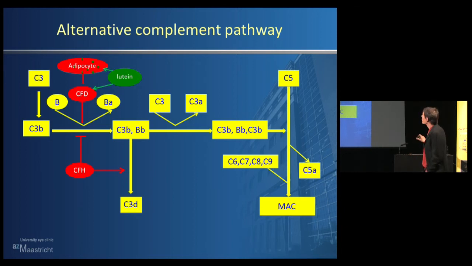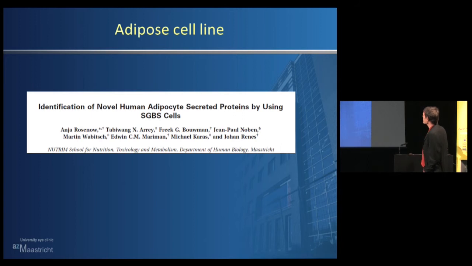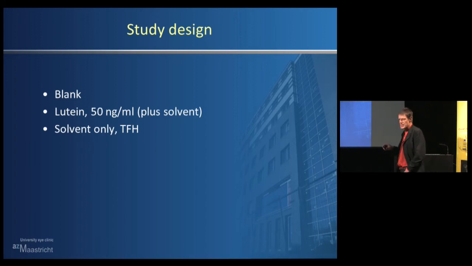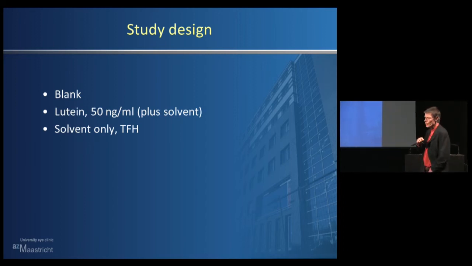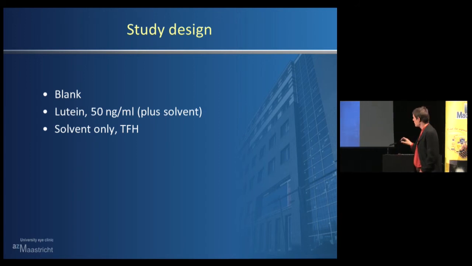So we went looking around, and happily for us in Maastricht, where I'm working, another group had an adipose cell line which they studied. We went to them, and we got the cell line. So it's an adipose cell line, and we started this experiment. We cultured several of these cell lines. Some of them we just followed; that's the blank. To some we added lutein, in a physiologically plausible amount. And as a control, we had not only the blank, but also the solvent only, in which we dissolved the lutein. The idea then would be that this adipose cell line would secrete this adipsin, this CFD, and if you add lutein, you would diminish this.